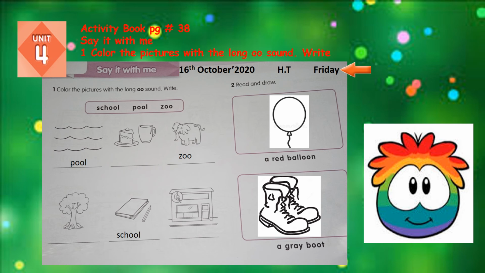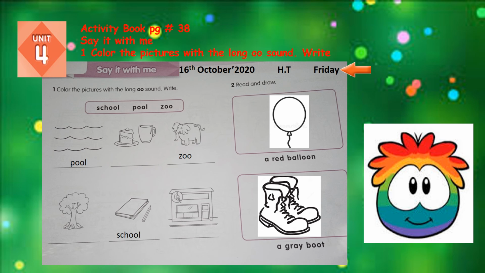Now everyone please look down. There is a word bank given on the page and 3 words are there. School with long oo sound. School. SCHOOL school. Now pool. POOL pool. And the last word is zoo. ZOO zoo. And there are 6 pictures given.